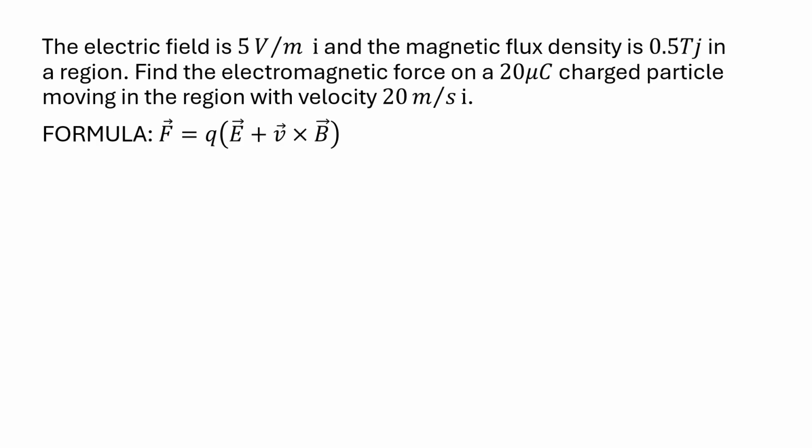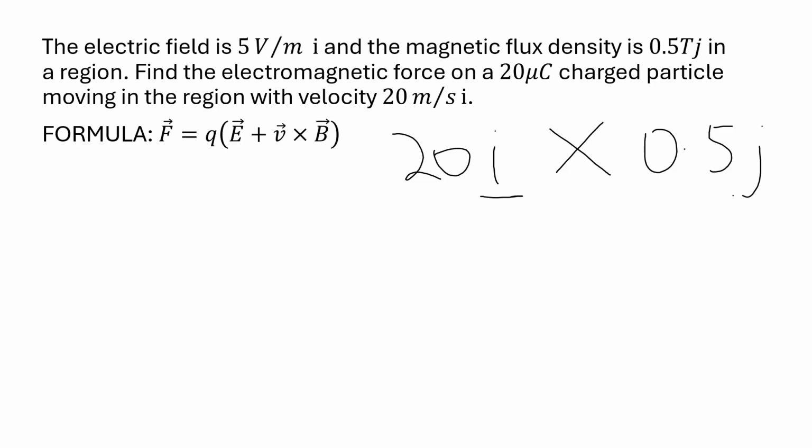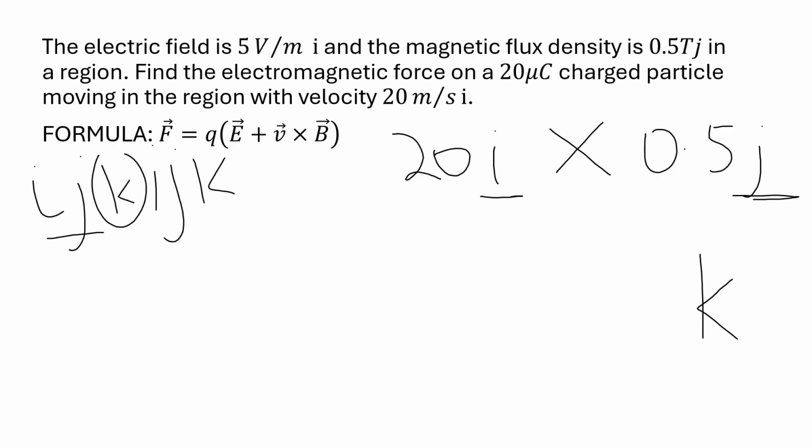But how do we do V cross B? So let's identify our V. Our V is 20I. I'm ignoring the units for now. And our B is 0.5 J. Now we have to cross this. Now I cross J, we know it is K. Once we know that, we follow this thing, I, J, K. So I cross J will give us K, K cross I will give us J, J cross K will give us I. That kind of thing should be known.